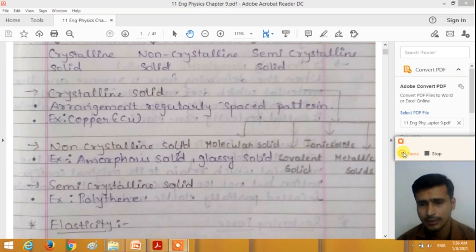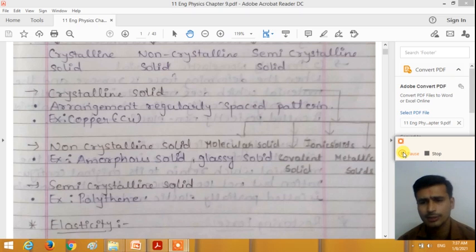So dear student, understand what you mean by solids and what are the types of solid: crystalline solid, non-crystalline solid, semi-crystalline solid, right? If the arrangement of the constituent particles is a regularly spaced repeated pattern, the solids are called crystalline solids. If the arrangement is not a regularly spaced pattern, the solids are called non-crystalline solids, and if the arrangement of constituent particles in the solid is crystalline as well as non-crystalline, the solids are called semi-crystalline solids, right? The crystalline solids, according to the constituent particles, are classified into four categories: molecular solid, covalent solid, ionic solid, and metallic solid. In more detail about molecular solid, covalent solid, ionic solid, and metallic solid, you will study in chemistry, right?